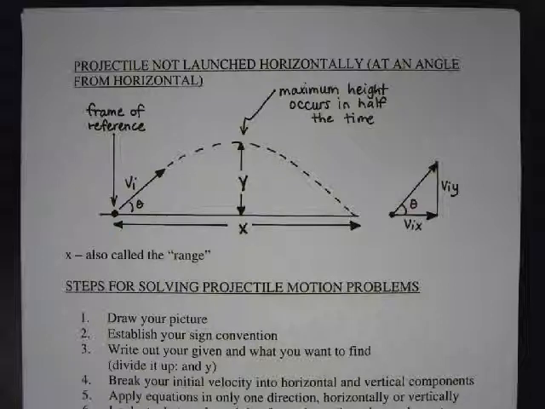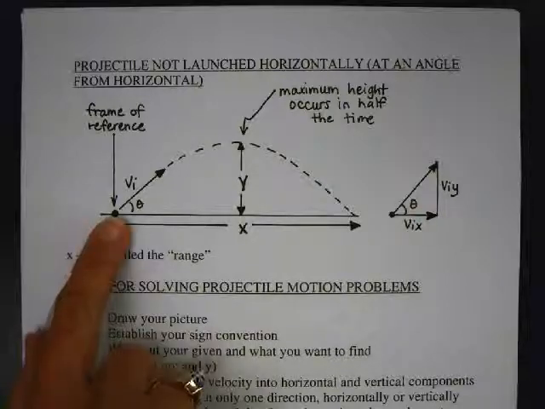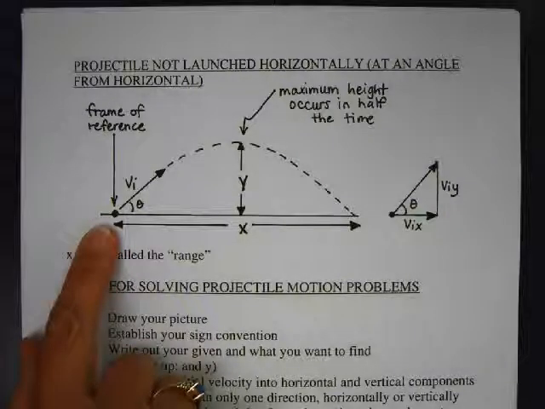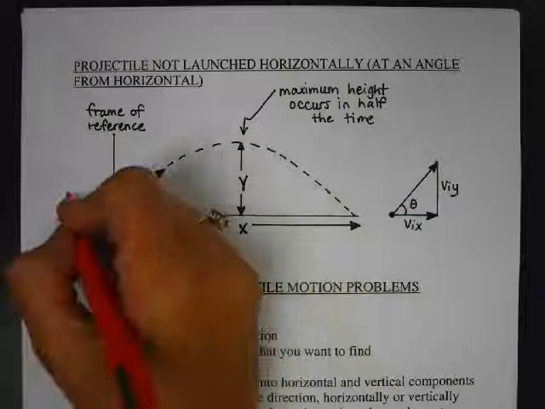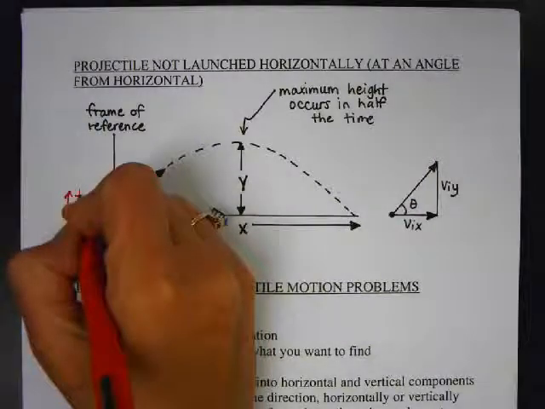Today we're going to do projectiles that are not launched horizontally, but ones that are launched from an angle. So again, like everything else in physics, you always have to measure everything from your frame of reference, which is your starting point. So here's our frame of reference. And what does that mean? That's because from here, our frame of reference is our sign convention. We're going to say up and to the right is positive.